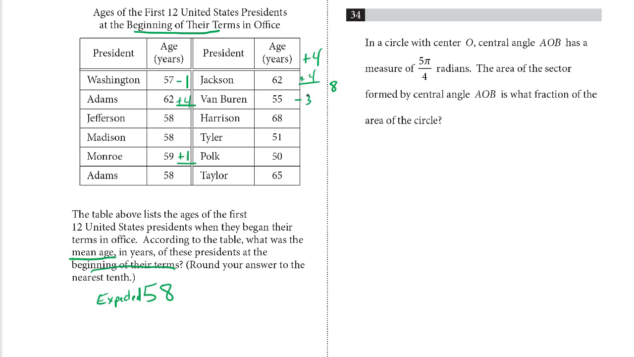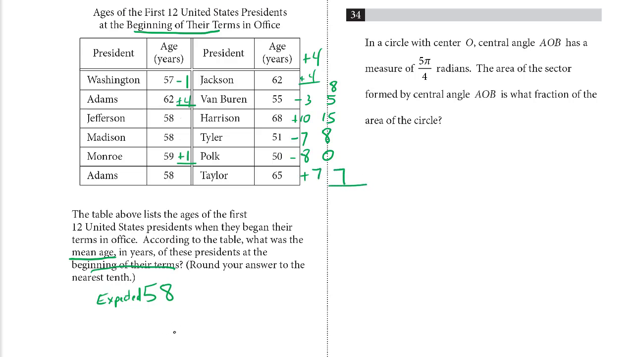55 is minus 3. That makes my sum plus 5. 68 is a whopping plus 10, so that makes my sum 15. 51, however, is a minus 7, offsetting that. That makes my rolling sum 8. 50 is minus 8. That makes my rolling sum back to 0, and I've just lost 7. So my rolling sum is 7.